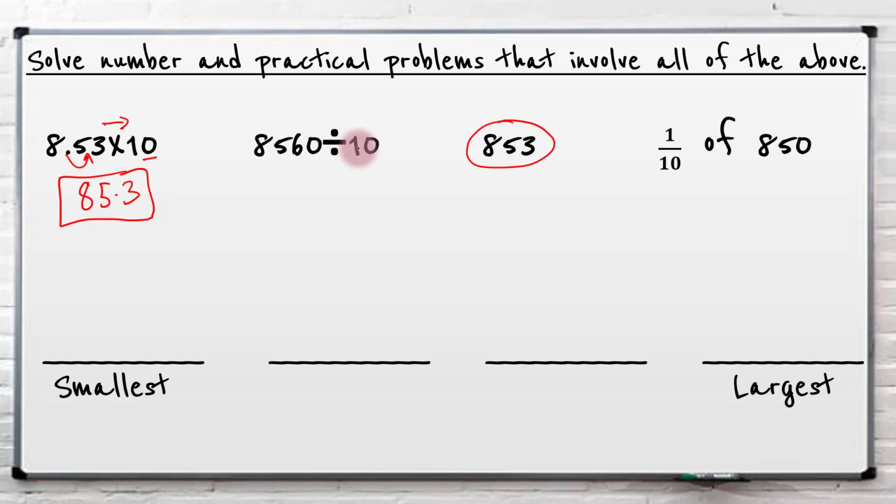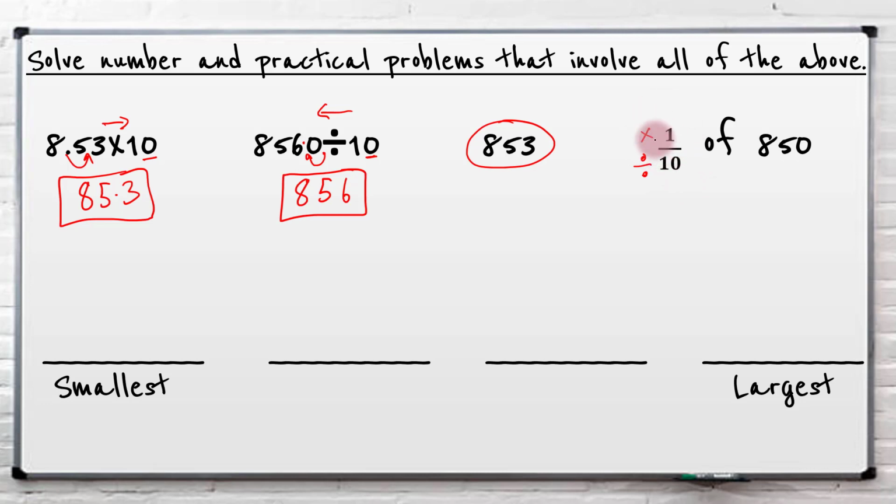And again, dividing by 10, the decimal point will move up 1 place because there's 1 0. If there is no decimal point, it's always hiding at the end, and it moves up 1 place. So this will be 856. And then finally, 1/10 of 850. Well, to find 1/10, or a fraction of a number, we simply divide by the bottom and times by the top, because we're going to split it into 10 parts and then take one of those parts.